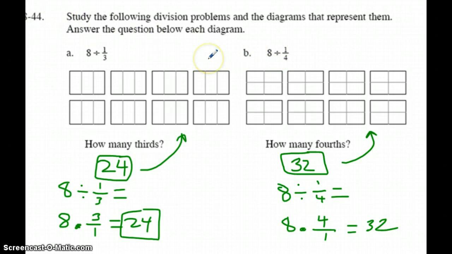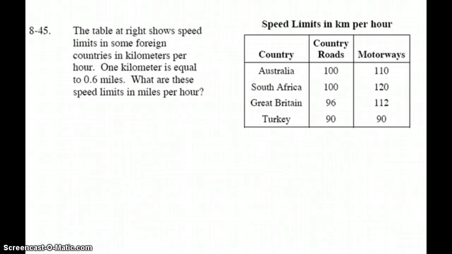I'll give you some time to jot whatever you need down, and we'll go over one more here before we wrap things up for this homework assignment. Alright. Go ahead and pause the video if you need to, but let's go on to problem 45.